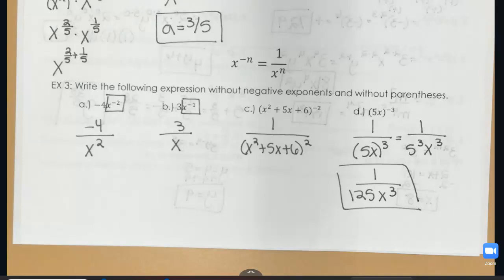All right, that wraps up our lesson on exponent properties. I will do the log properties in a separate video.